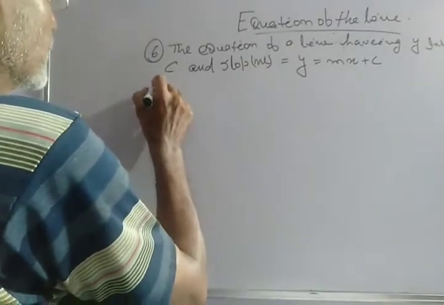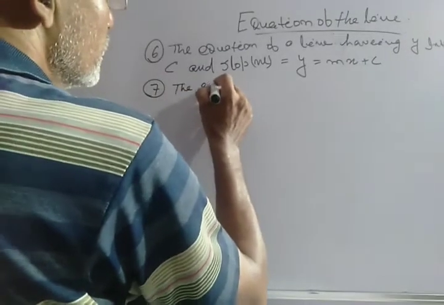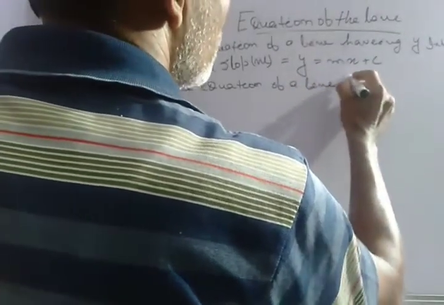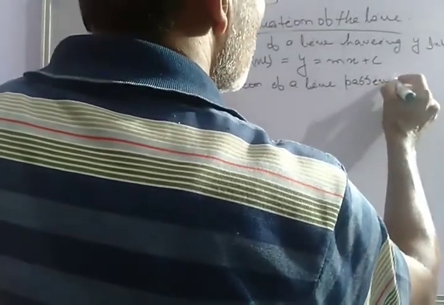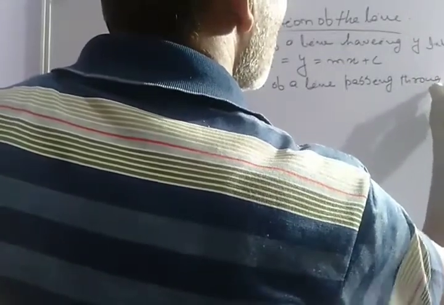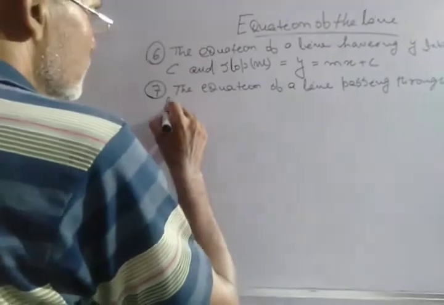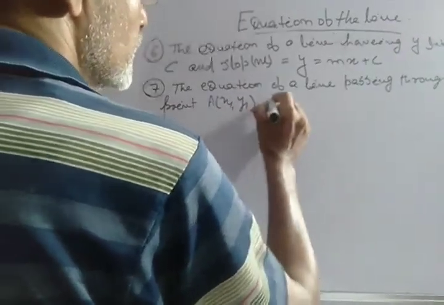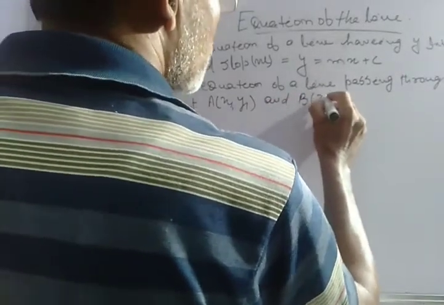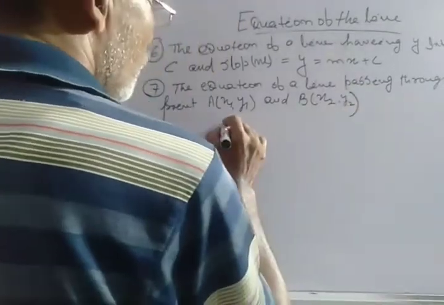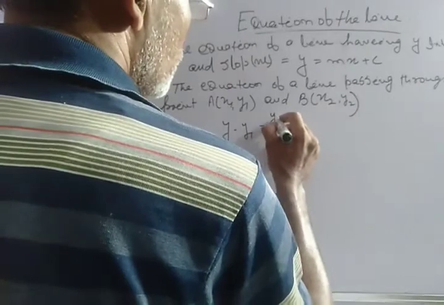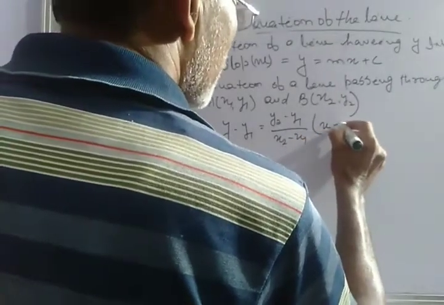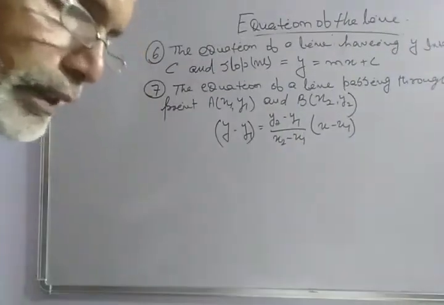Then equation number 7. The equation of the line passing through 2 points, A is equal to x1, y1 and B is equal to x2, y2, is y minus y1 is equal to y2 minus y1 by x2 minus x1 into x minus x1. And this is for 2 points.